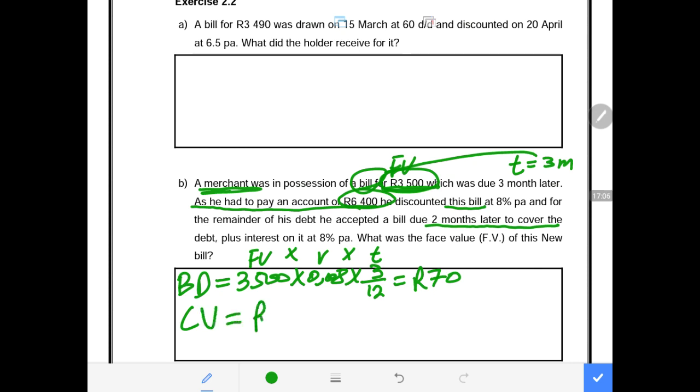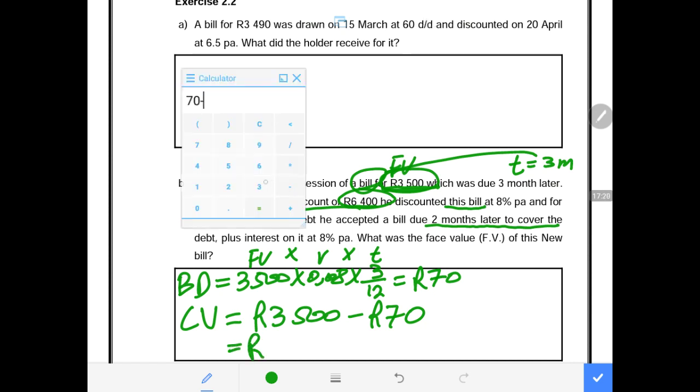The merchant will receive only 3,500 after 70 rand has been deducted or withheld by the bank. So now the merchant will receive only the difference between 70 rand and 3,500, meaning the merchant will receive 3,430.